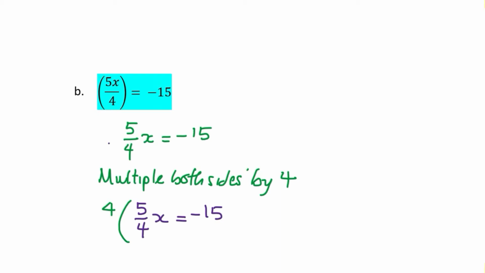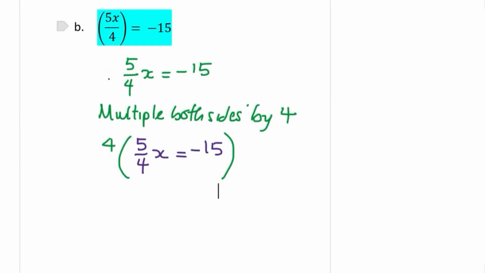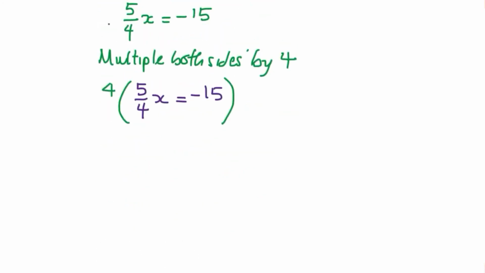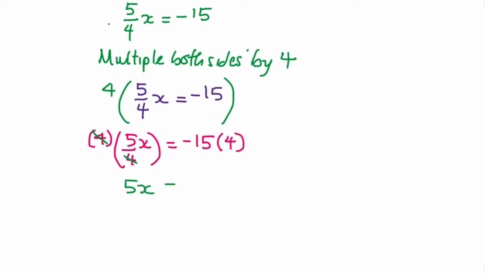Once you write that setup, you should be able to rewrite this in such a way that it is actually true to the solution. So here we have 4 times 5 over 4x, and this is equal to negative 15 times 4. The 4 cancels the 4 on the left side, and what we're left with is 5x, and this is equal to negative 15 times 4, which gives you negative 60.